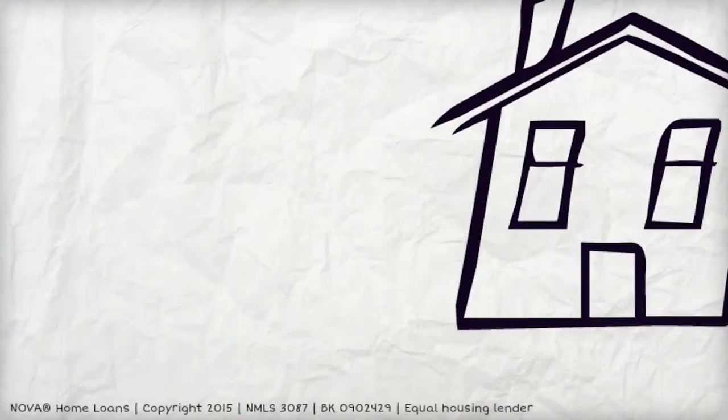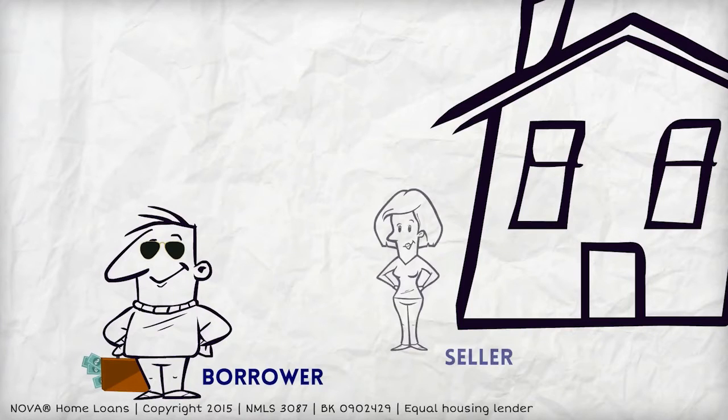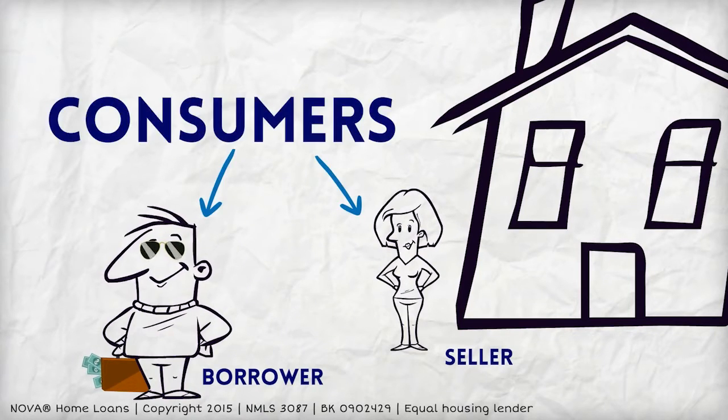So moving on, we now have the borrower, which is the guy buying the house, and sometimes the seller, which is the one selling said house. Now we can lump these two together and call them consumers.